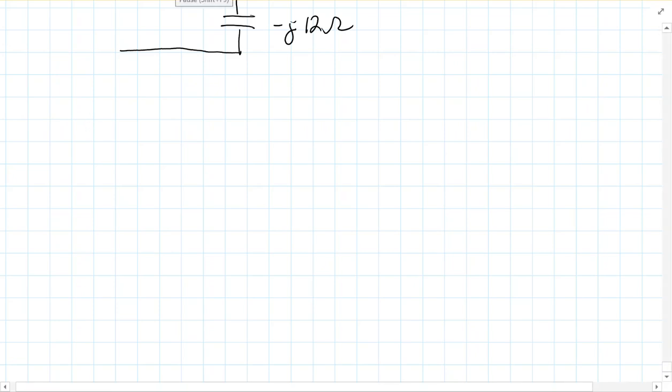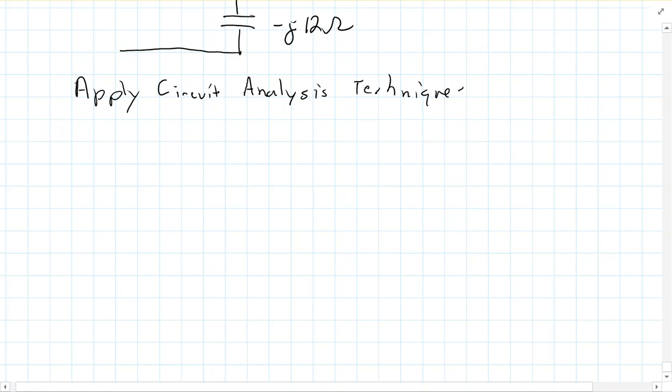Okay, so we're going to continue on with some of our circuit analysis here. Now really these next couple of videos are just going to be a couple example problems, because we're just going to basically apply circuit analysis techniques to solve steady state problems.